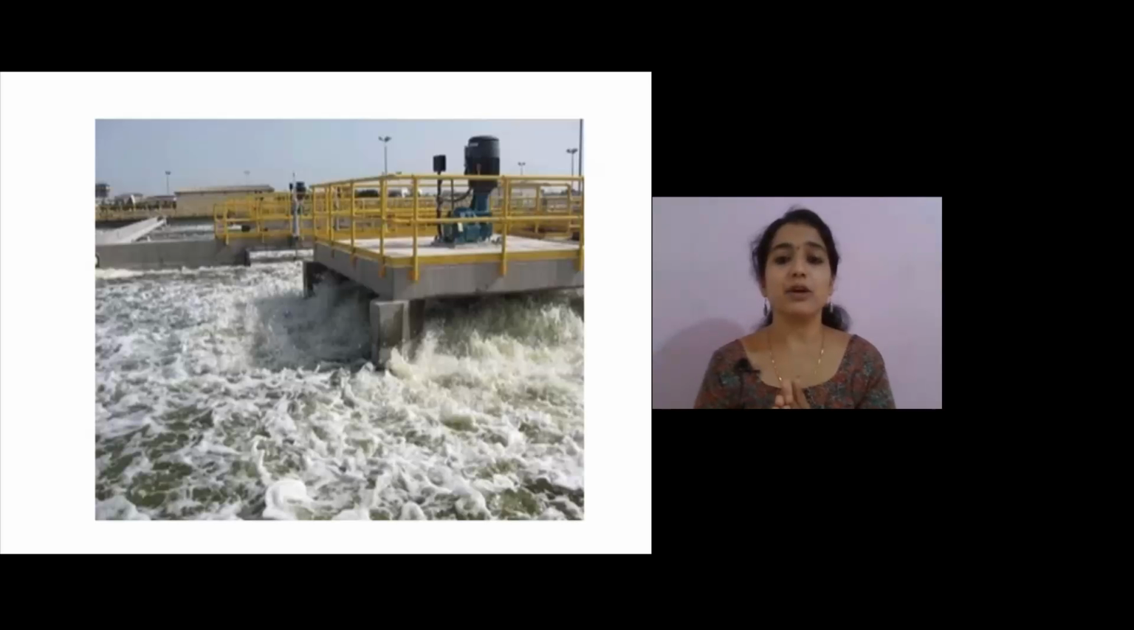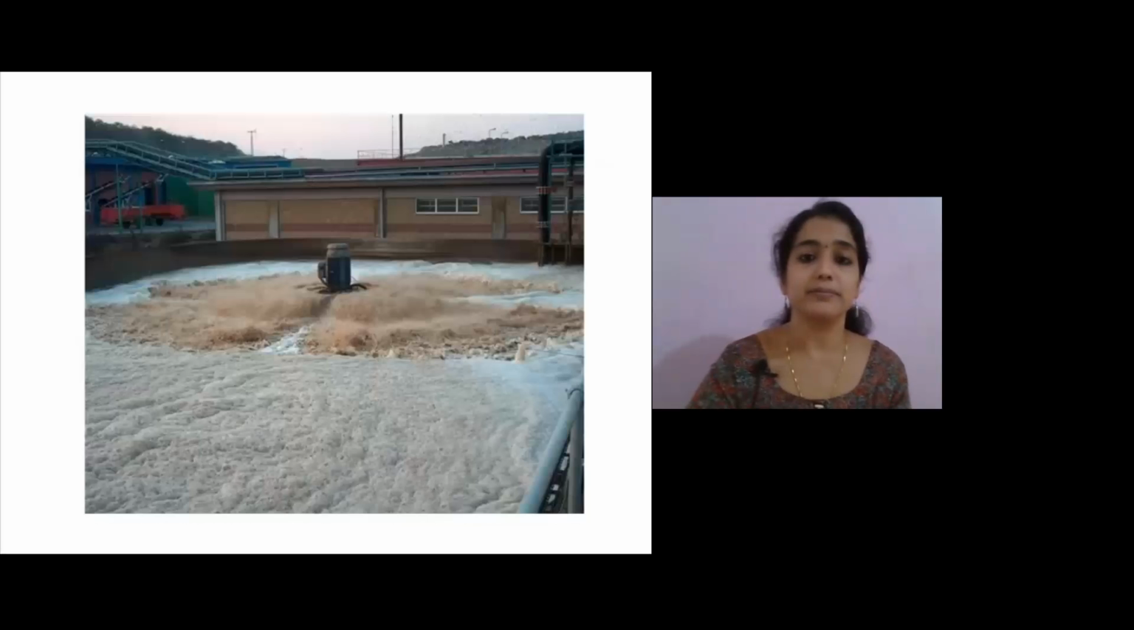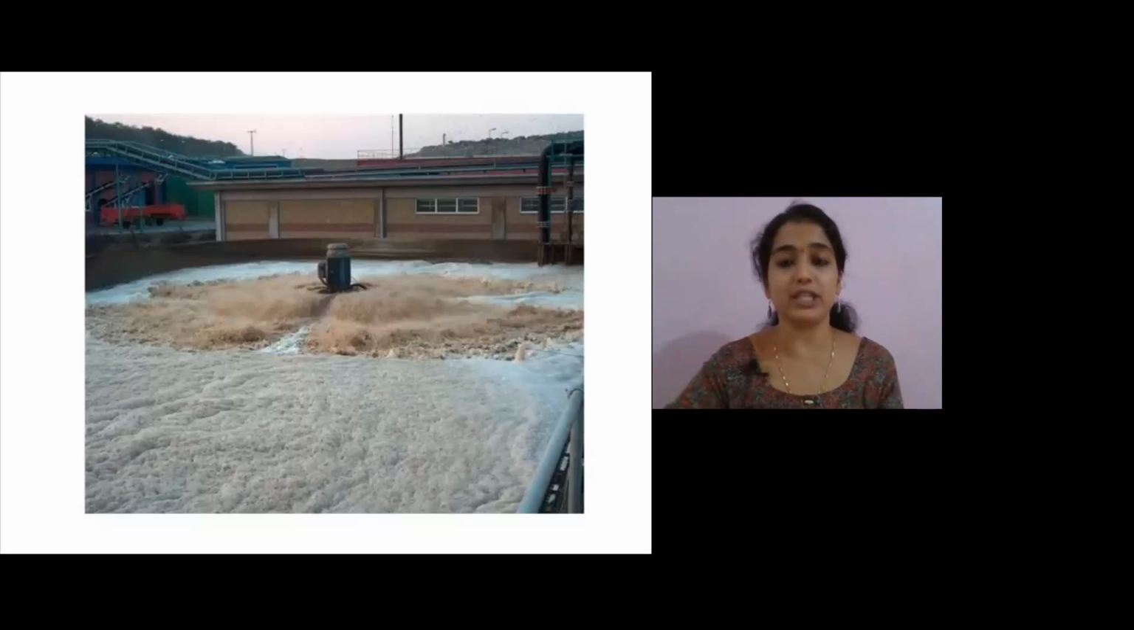This is a picture of a typical aerator or aeration tank. Air diffusers are provided for large treatment plants, and air bubbles are released into the tank, and due to these air bubbles there will be much agitation formed and air will be diffused into the water. This is also another picture of an aeration tank.